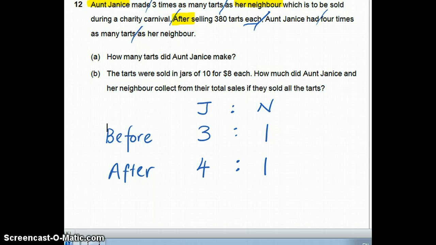However, I can also ask myself what did not change. Since both sold the same number of tarts, their difference remained the same. I would now compare the difference at the beginning, which is 3 units minus 1 unit, which will result in 2 units. 4 units minus 1 unit will result in 3 units.